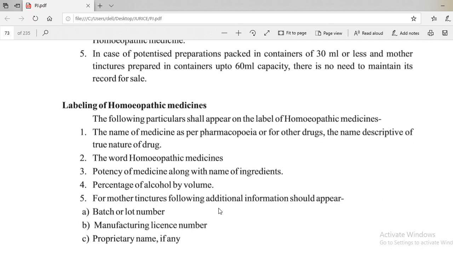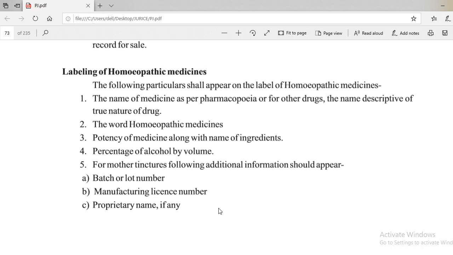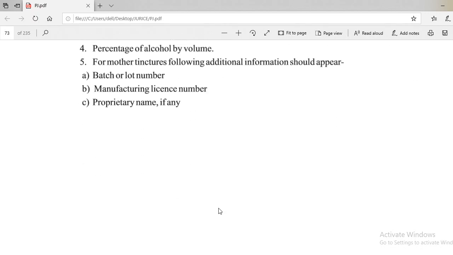Then labeling conditions. I think these are similar labeling conditions, we will only see the differences. Name of the medicine as per the pharmacopoeia should be there, and the drug description. Then the word homeopathic medicine should be there, just like Ayurvedic medicine, Unani medicine. Potency of medicine along with the name of ingredient, and percentage of alcohol by volume. For mother tinctures the following additional information should appear: batch or lot number, manufacturing license number, proprietary name if any, meaning who is the manufacturer. The names of those persons should be there.